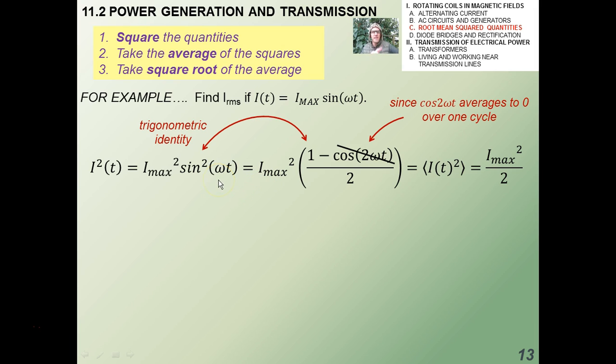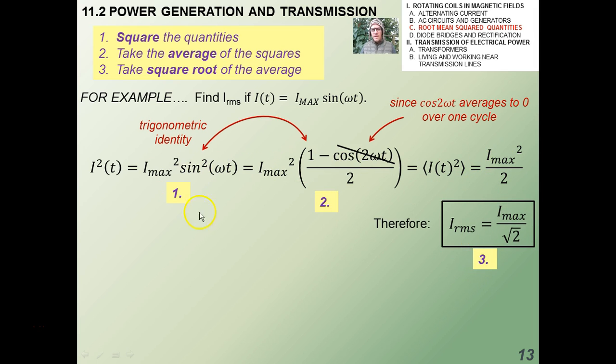Now, using a trigonometric identity where sine squared of x equals (1 minus cosine of 2x) over 2, I transform this into I max squared times that quantity. Notice that over one cycle, the cosine of 2 omega t averages to 0. So in the end, I have I max squared over 2. If I take the square root of both sides, since what I want is the RMS value, it's I max over root 2.